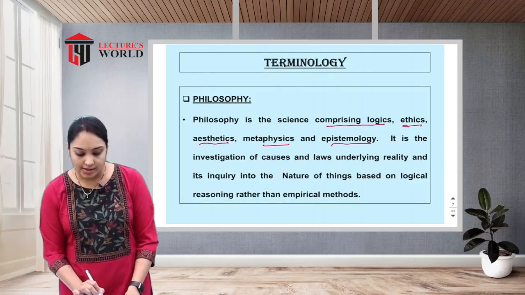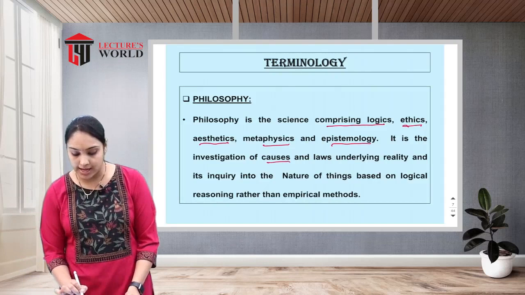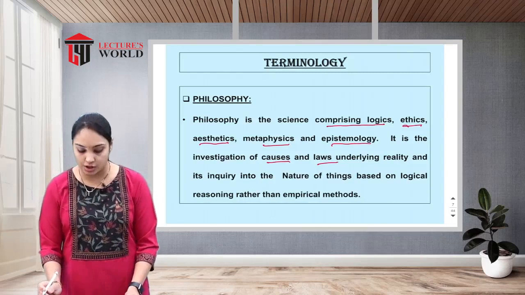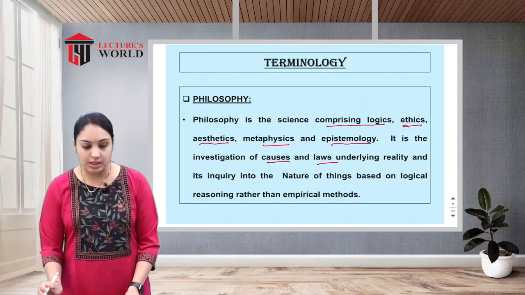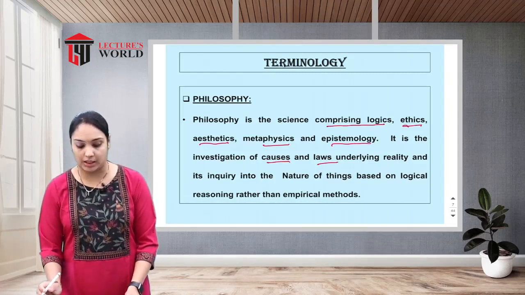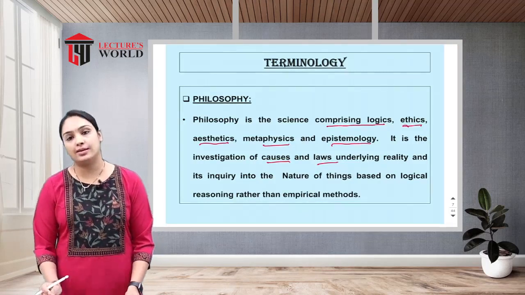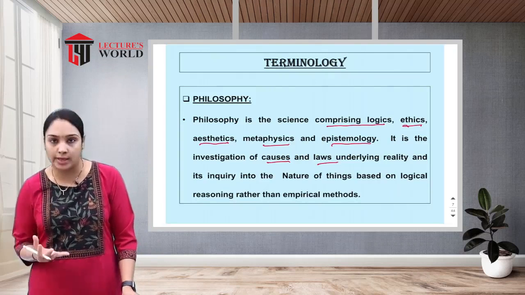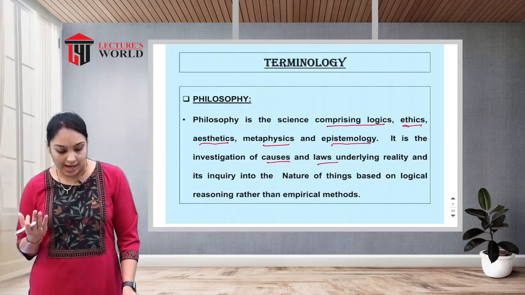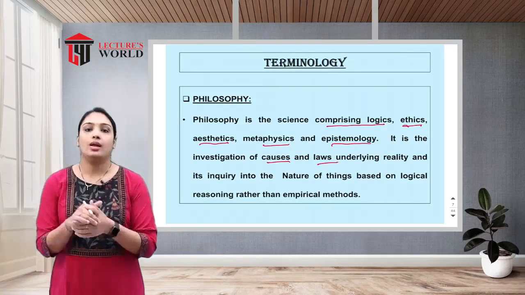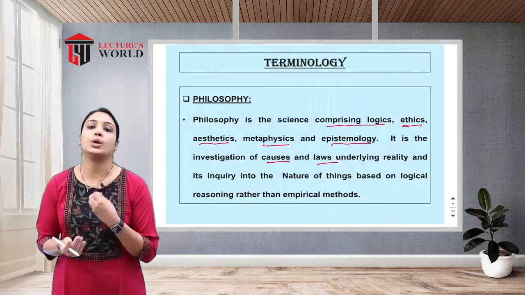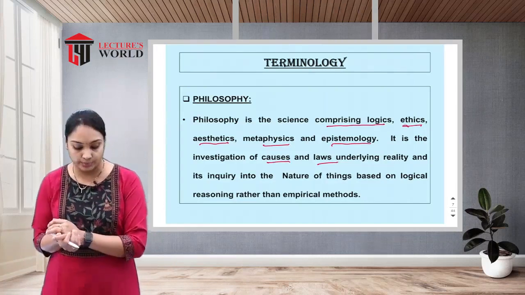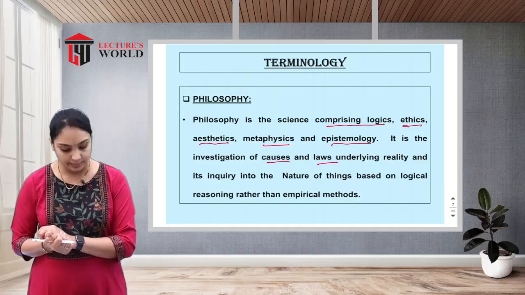It is the investigation of causes and laws underlying reality and an inquiry into the nature of things based on logical reasoning rather than empirical methods. So philosophy is one type of science. It mainly includes rules, regulations, logic, ethics, aesthetics, behavior, opinions, and theory of knowledge, all put together. It is known as philosophy.